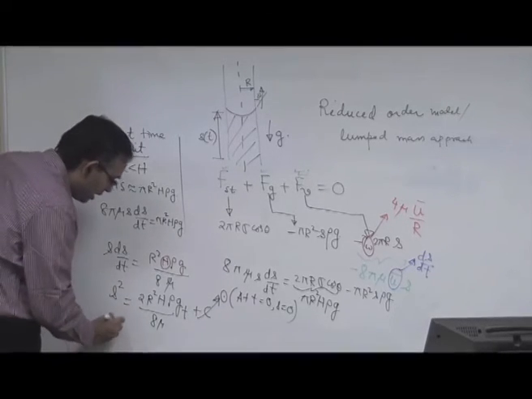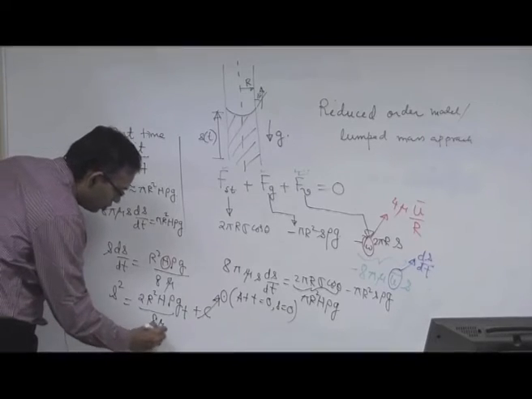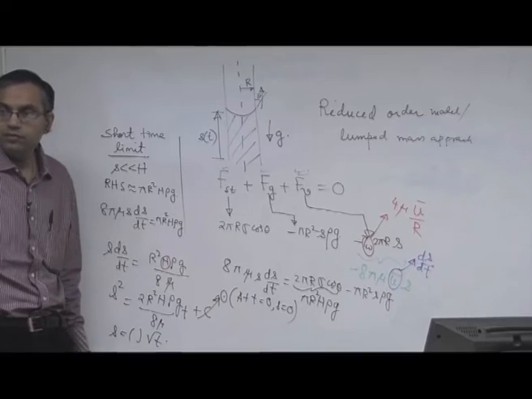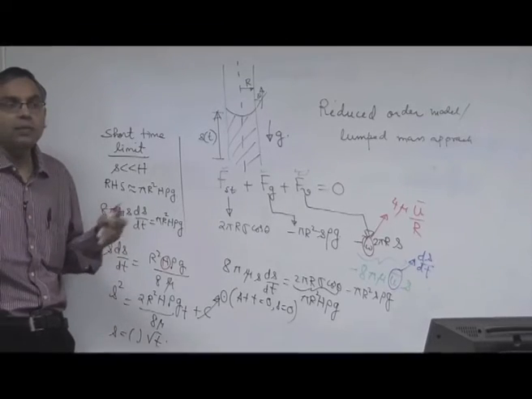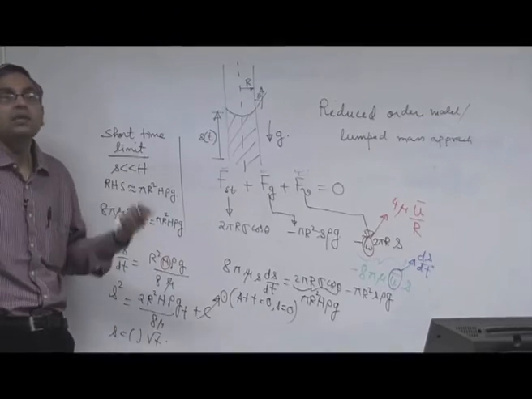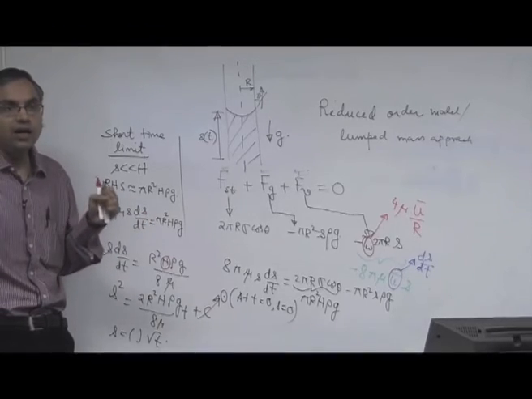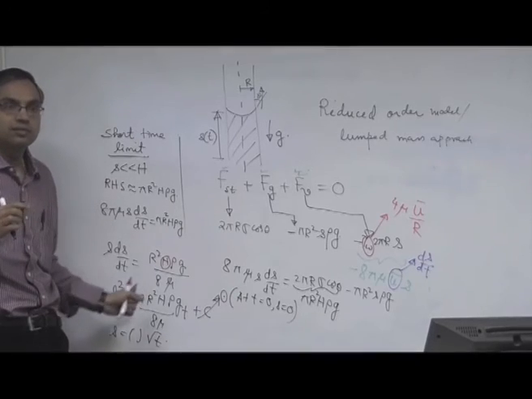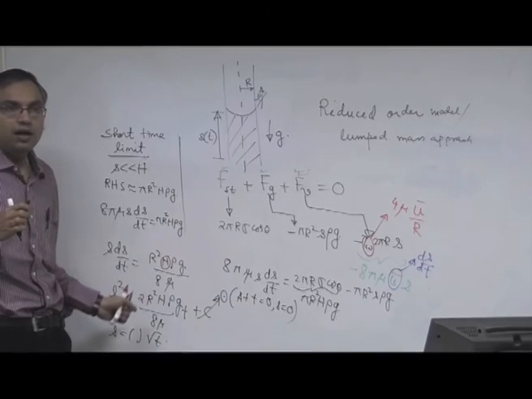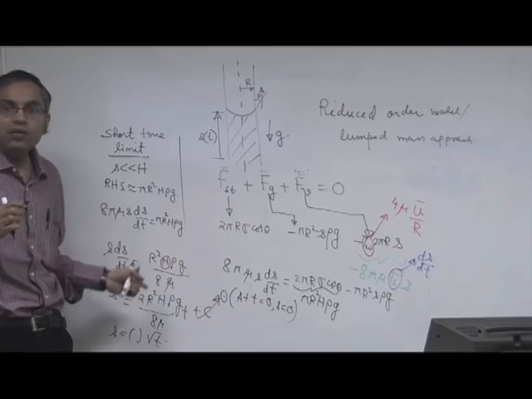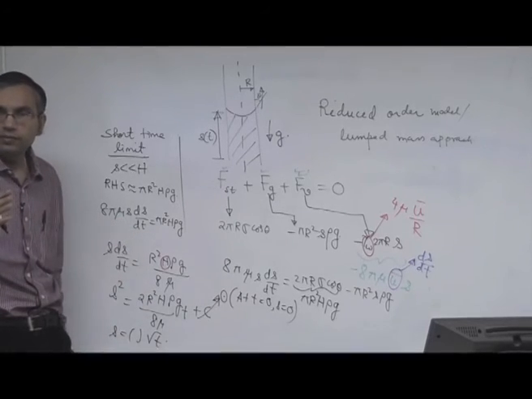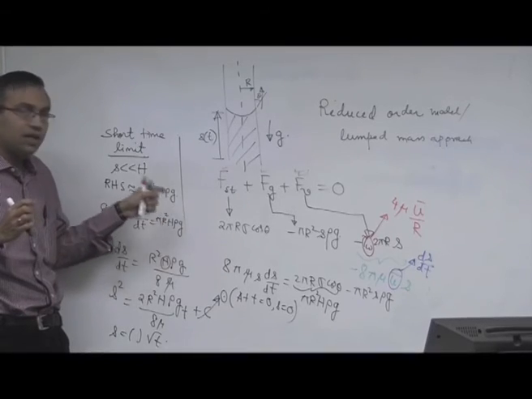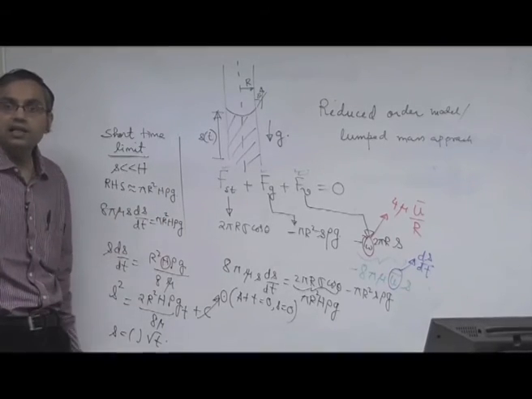So, from here you can write that s is equal to something into square root of t. This square root of t dependence is a classical dependence, and most of the flows through micro and nanofluidic systems follow this. Such a very simple derivation, see how it captures the essential physics. Now, this is the solution for short times and neglecting inertia.